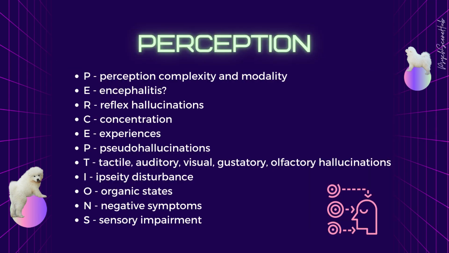While assessing perception, at the very beginning we look at the perception complexity. Is it elementary or complex? So the person understands somebody's voices and language, music, faces, scenes, and the perception modality. So does the person fully understand everything from the auditory, visual, olfactory, gustatory, and somatic systems of perception?